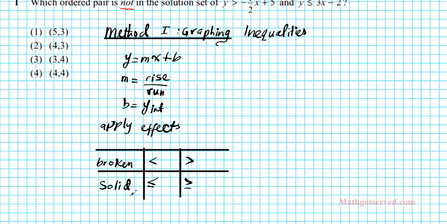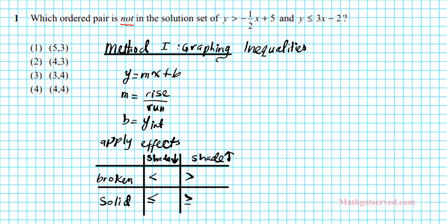Now let's take a look at the up-down view. Let's look at the columns. What if an inequality is less than? It means you have to shade a particular area of the line. If it's less than, you shade down. If it's greater than, you shade up. So these are the effects we're going to apply to our lines after graphing them. This inequality is greater than, so this one is going to be broken, and we're going to shade up. This one is less than or equal to, so it is going to be solid, and we're going to be shading down.